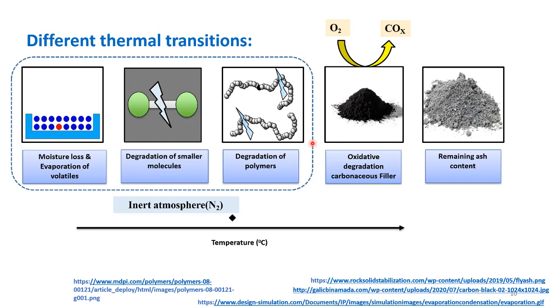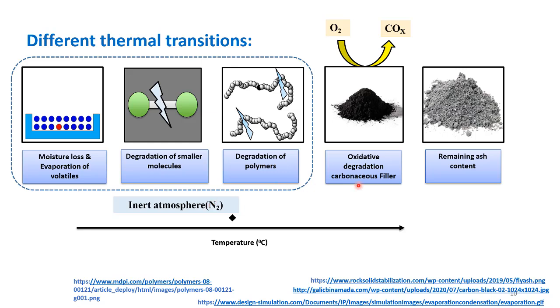So when we perform the TGA, first the moisture loss will happen. The moisture and some of the volatile gases will evaporate from the sample, and then the degradation of small molecules will happen. Then the degradation of larger molecules or polymers will happen. All this will be done in the nitrogen atmosphere, inert atmosphere, but it can also be done in air or oxygen, and it totally depends upon our study.